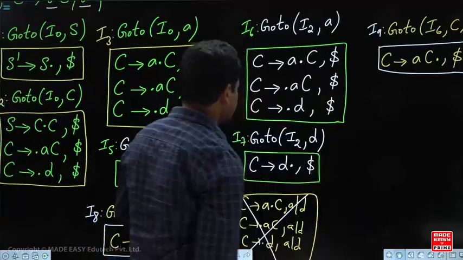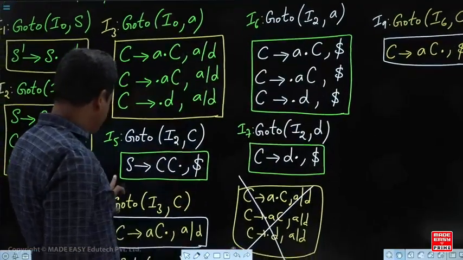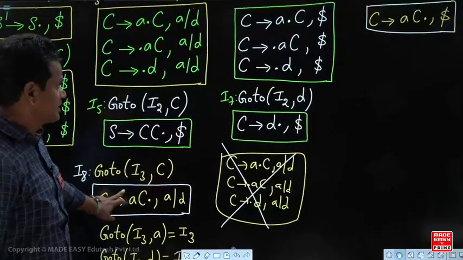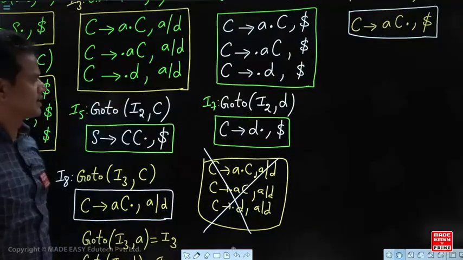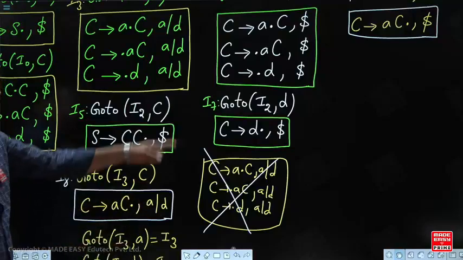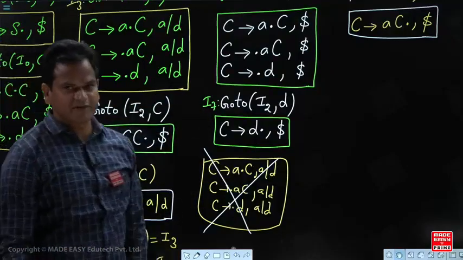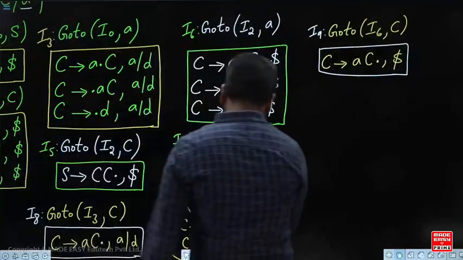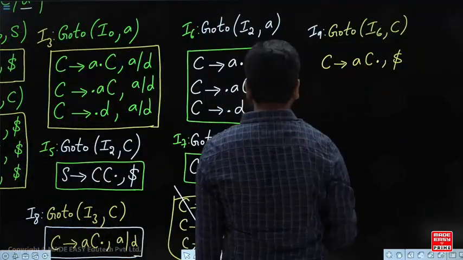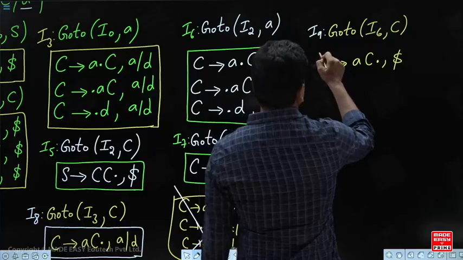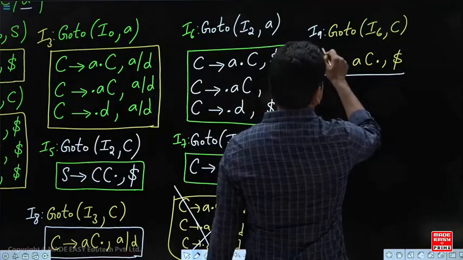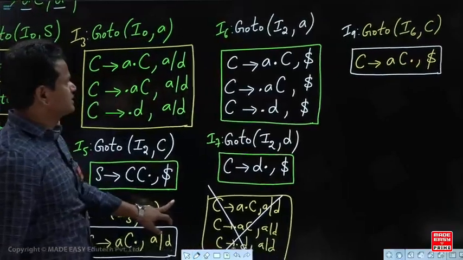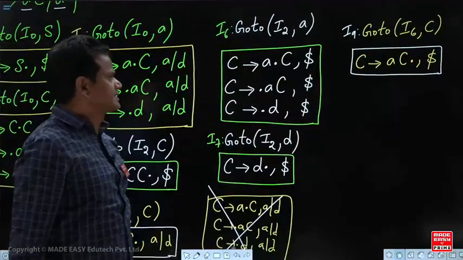Look at this. Anywhere here we have AC dot, A and D. But there, what is that? AC dot, dollar. This is AC dot A and D, and that is AC dot dollar, which are different because the lookaheads are different. When the lookaheads are different, you must give the new name. So that is the reason I have given I9. Okay, next. So this is I6 comma C.